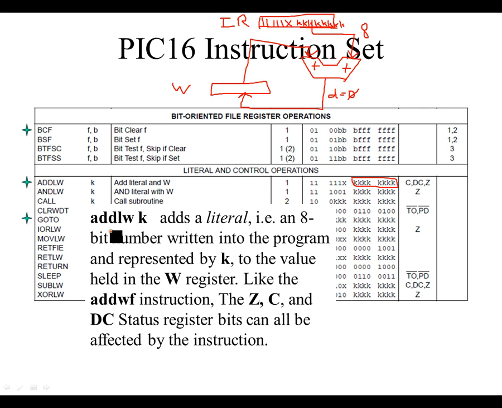So the add literal, ADDLW K, adds a literal, i.e. an 8-bit number written into the program and represented by K, to the value held in the W register. Like the add WF instruction, the Z, C, and DC status register bits can all be affected by this instruction. So the carry, the digit carry, and the zero status register bits can all be affected by that.